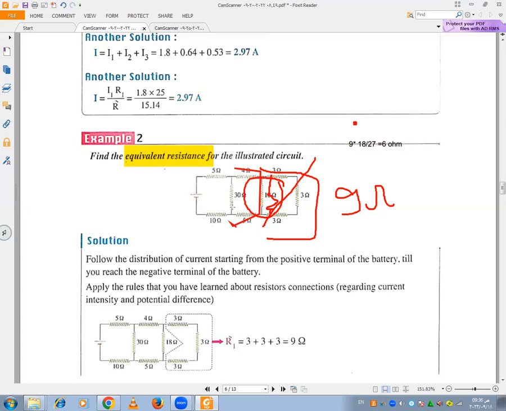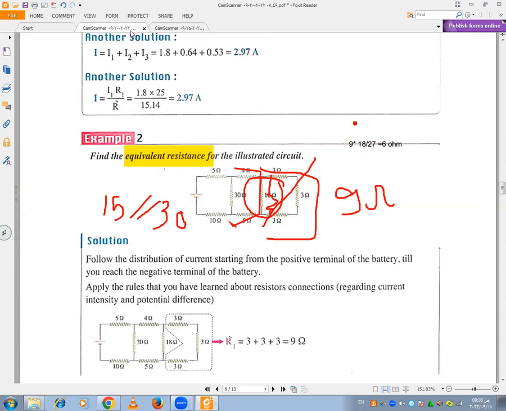15 and 30 are connected in parallel connection. If you want to get the equivalent resistance of 15 and 30, 15 times 30 over 45 equals 10 ohm.